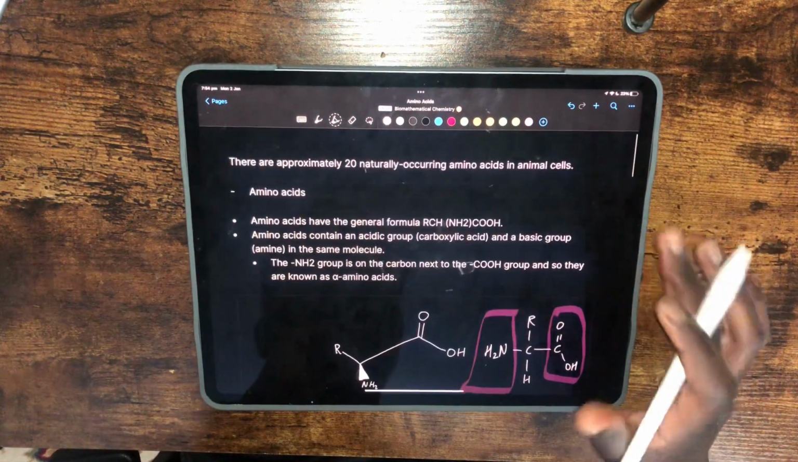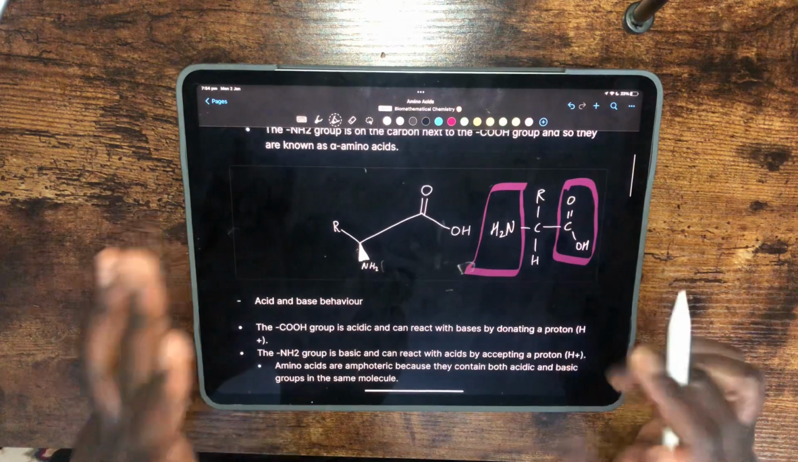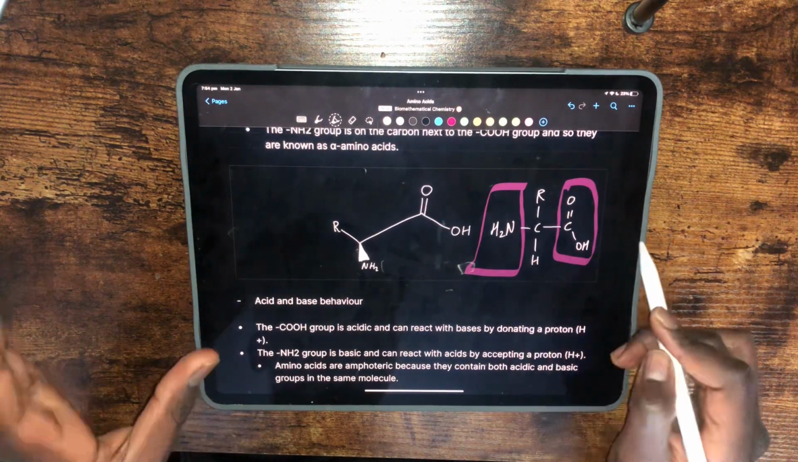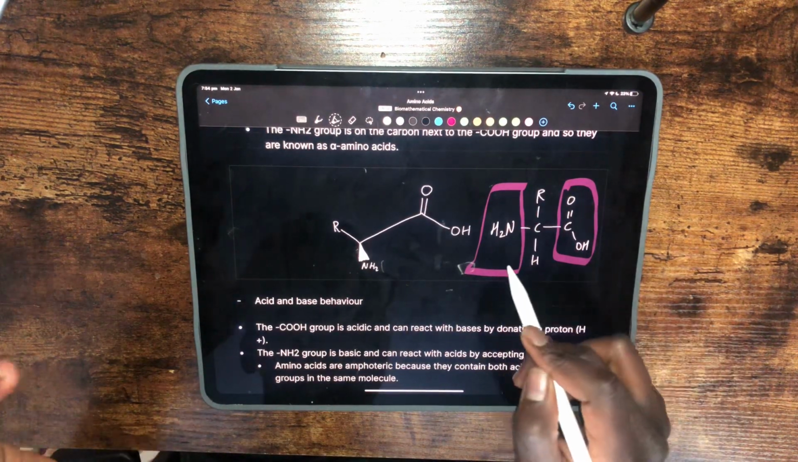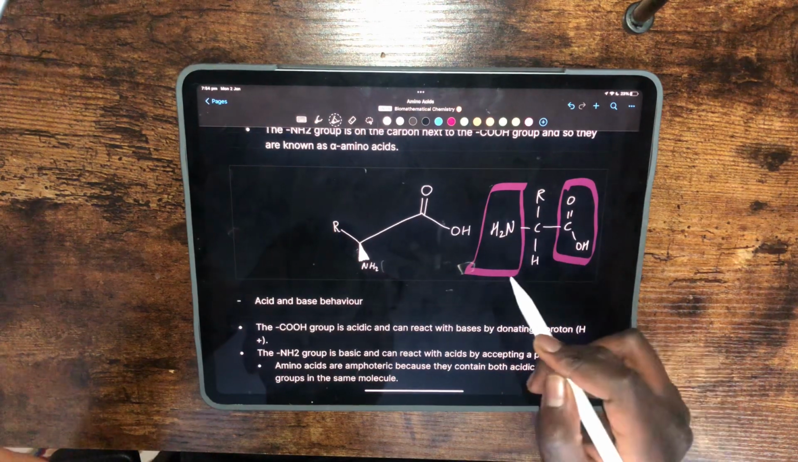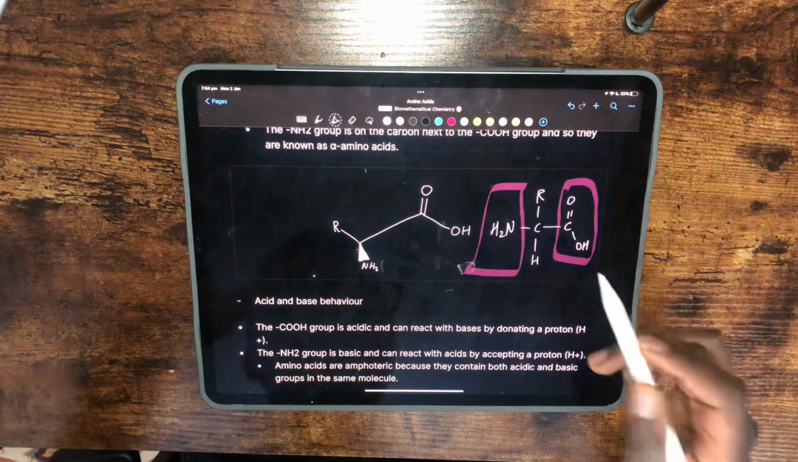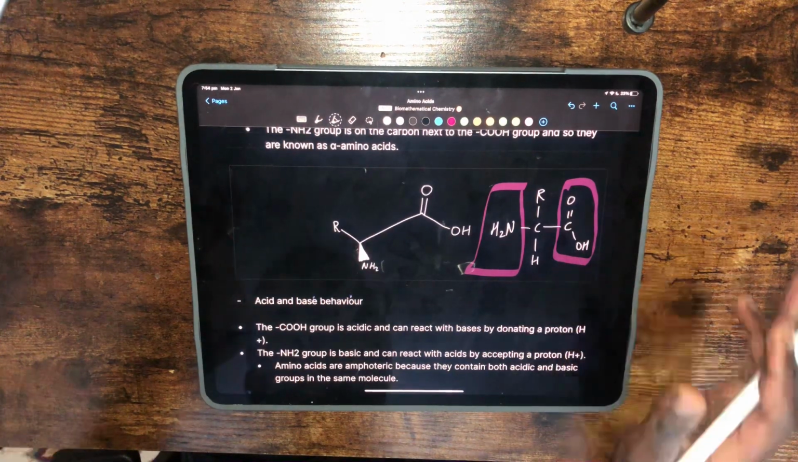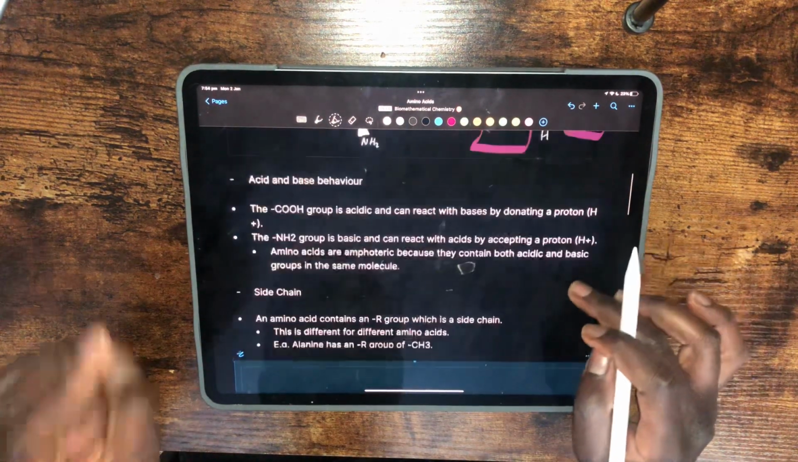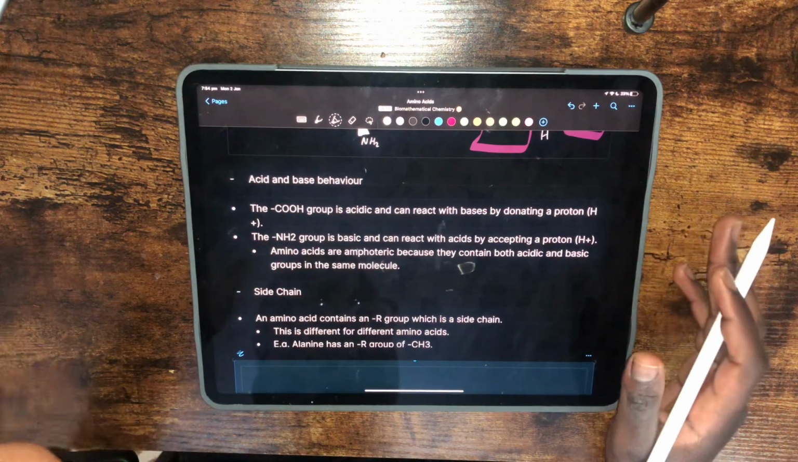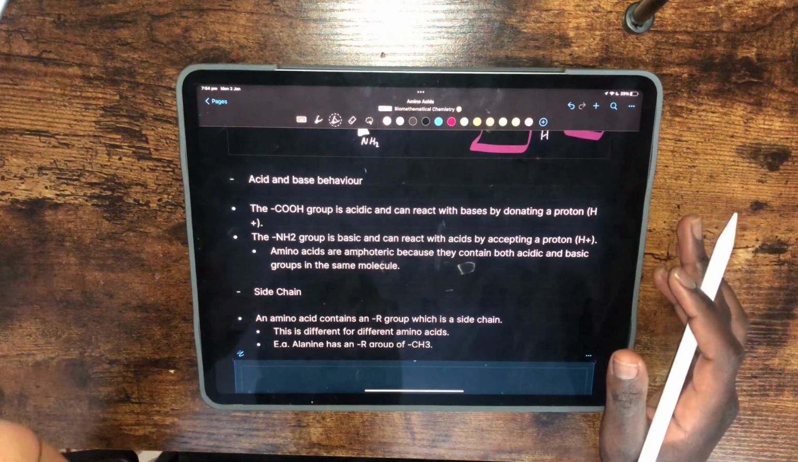We've talked about the general formula of amino acids. There are two functional groups here, the NH2, the amine group, and the carboxyl group. It has hydrogen, but I'm not going to talk too much about that, it's pretty standard. But the R group, the side chain, is different for different amino acids.